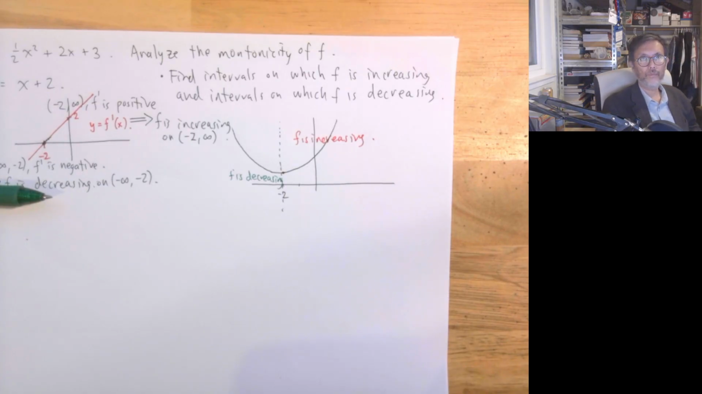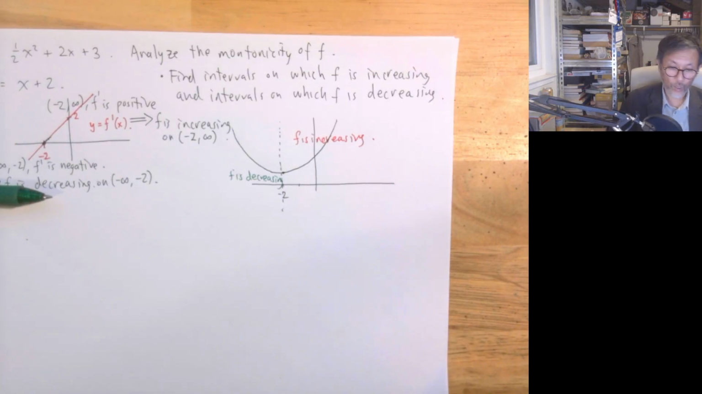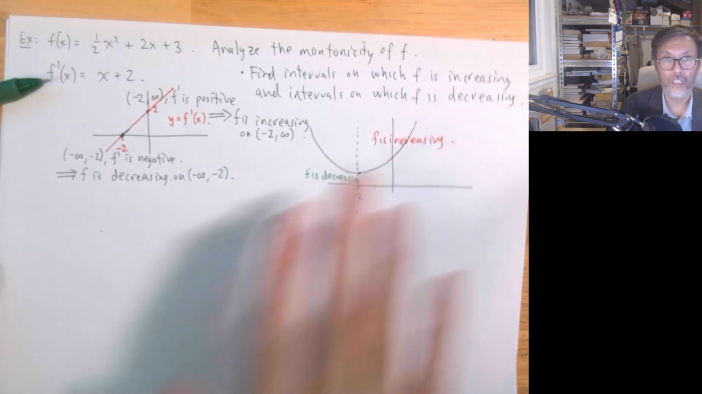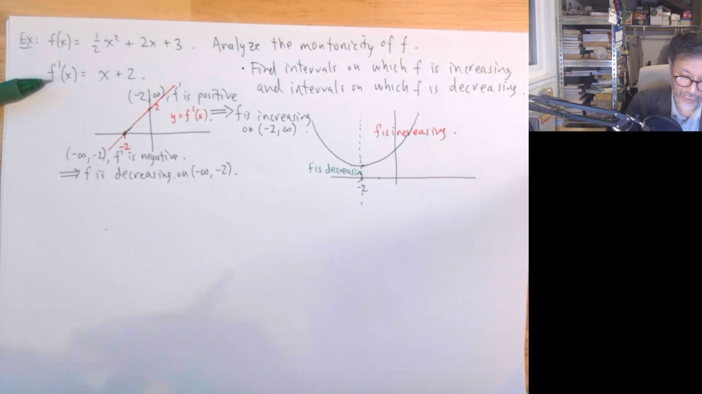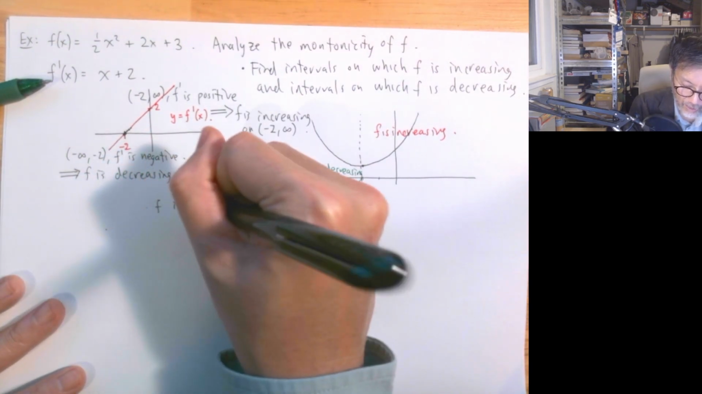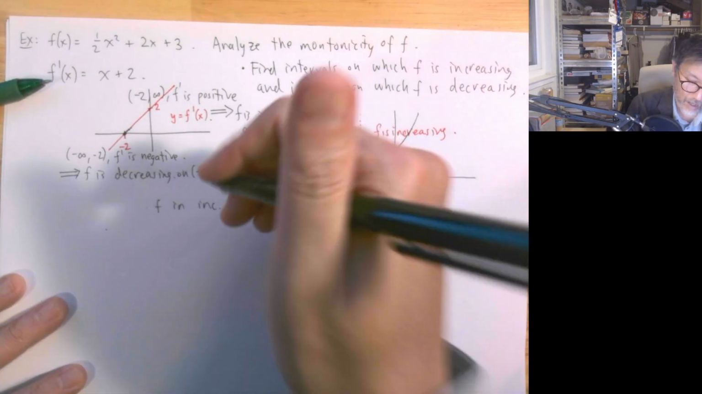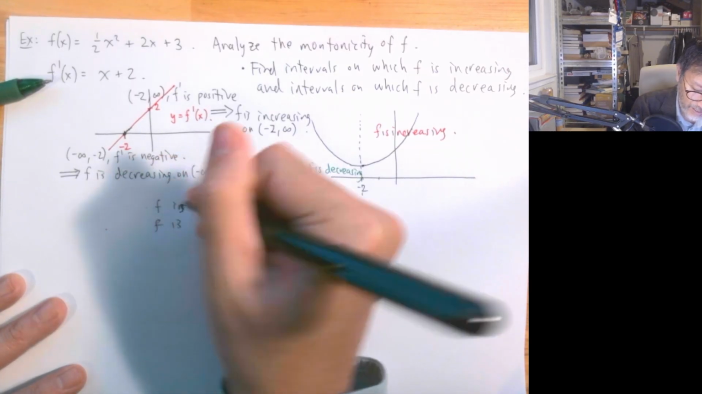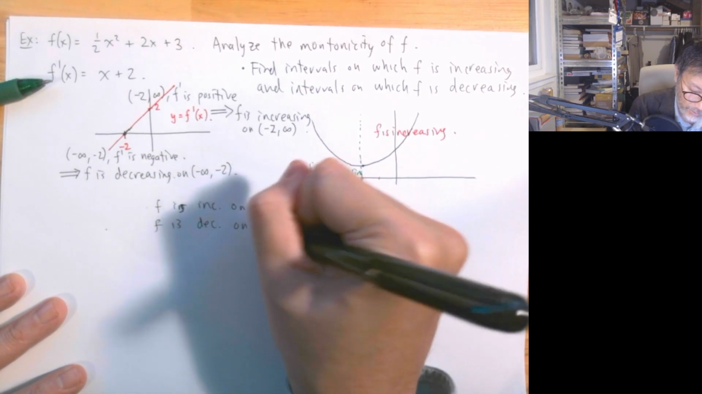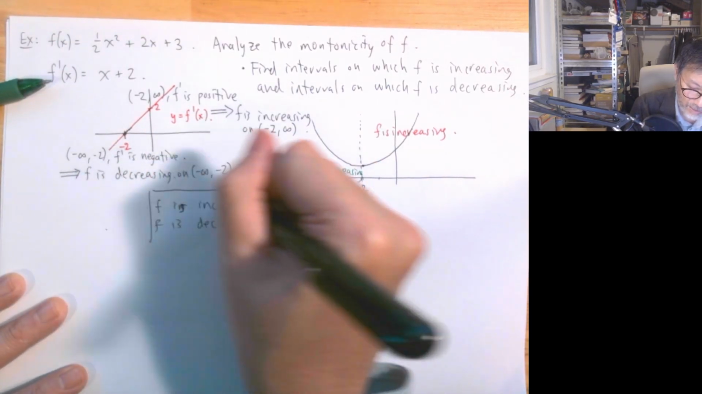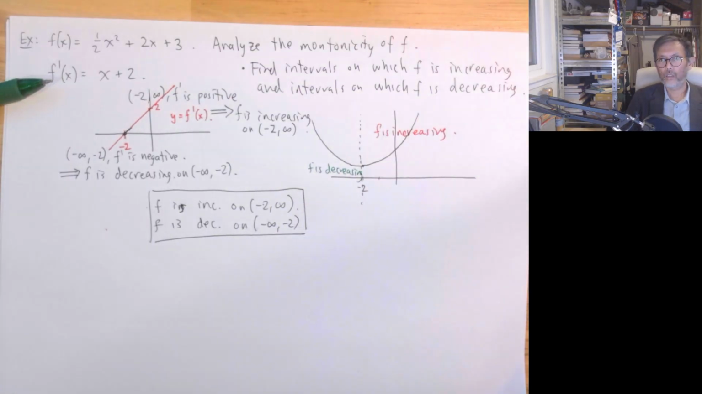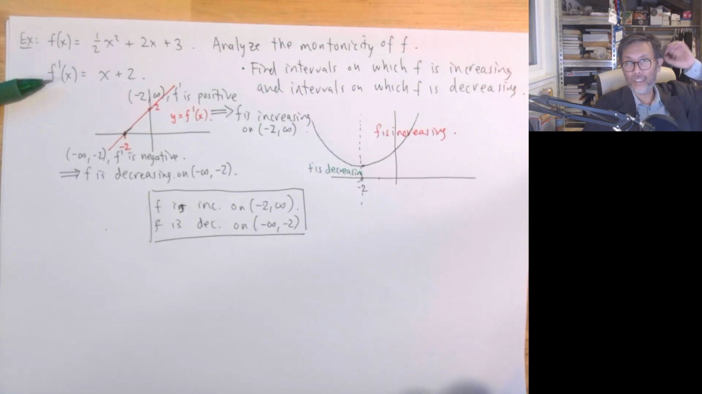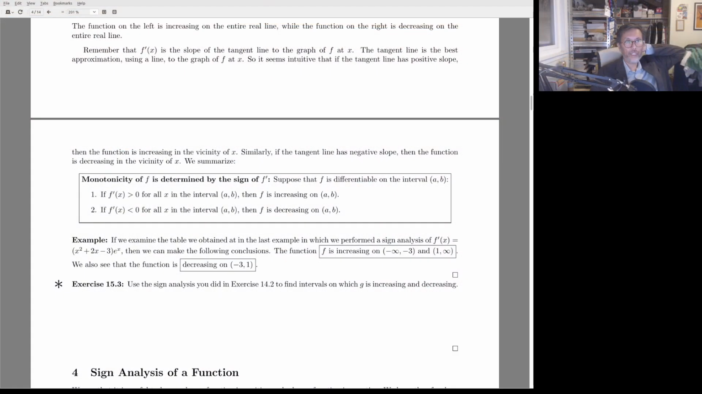Okay? Right. So if we wanted to give the boxed answer to this request to analyze the monotonicity, I would say f is increasing on the interval from -2 to positive infinity, and f is decreasing on the interval from -infinity to -2. And I box that as my summary answer. Okay? That's me analyzing the monotonicity of f. Monotonicity of f is determined by the sign of f prime. Memorize this.